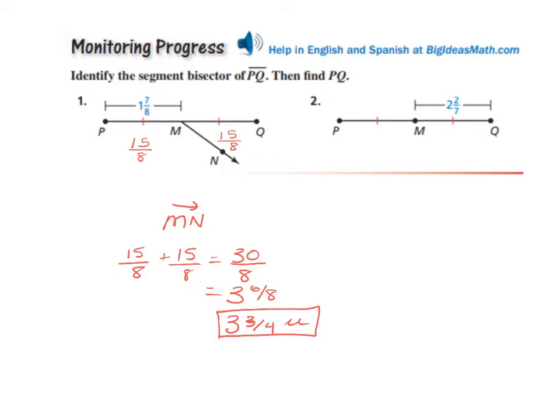Number 2 is the same thing. Just do the same thing, except, what's your segment bisector on number 2? M, just point M, right? In this case, it's okay to just write point M because that's the only thing I have that's dividing it. In number 1, I didn't have to necessarily write that. Okay.